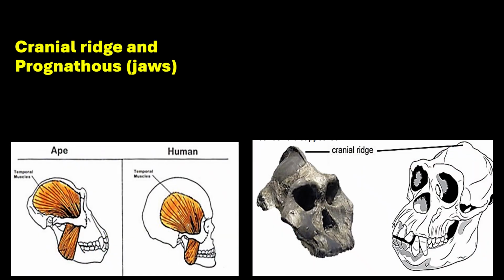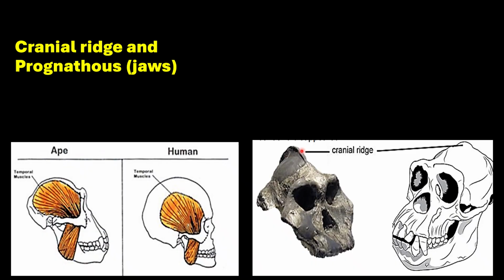Then we have cranial ridge and prognathism. So let's look at cranial ridge, very important. So in this chart, we have ape here. You can see this thick muscle. It is also called chewing muscles. They are involved in chewing. It allows the lower jaw to move up and down like you are seeing it here. These muscles are attached to a structure on top of the cranium. We call it the cranial ridge like you are seeing here. That's a cranial ridge for gorilla or for apes.